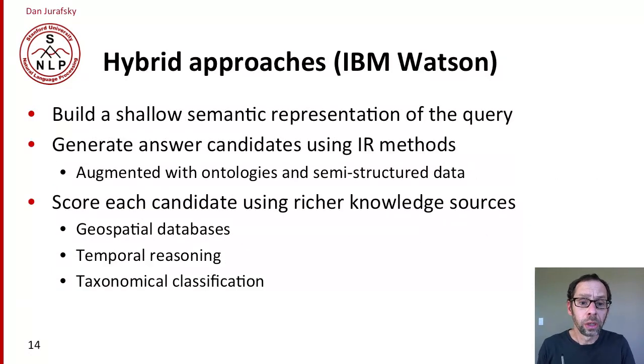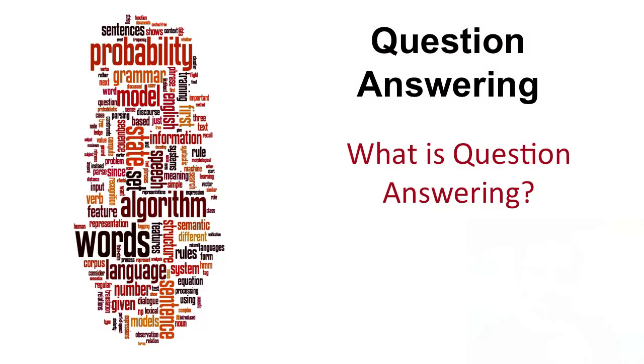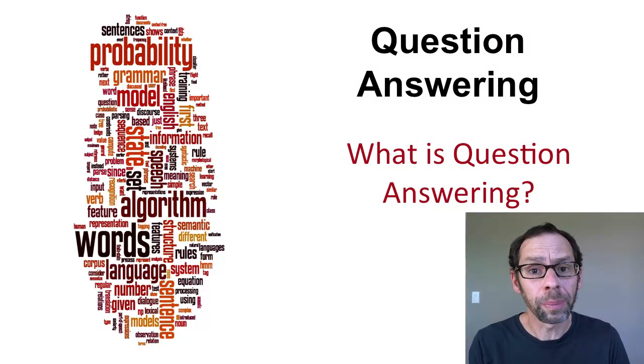Hybrid approaches, and IBM Watson is a good example of this, but lots of others do this now. Build some shallow semantic representation of the query, so they do some processing of the query, use IR methods to generate many candidate answers, but then use these more knowledge-based approaches, geospatial databases or temporal reasoning, to score the candidates. So IR methods to find possible candidates, knowledge-based methods to score them. So question answering is both one of the oldest topics in natural language processing and also one of the newest and most exciting research areas with commercial potential.